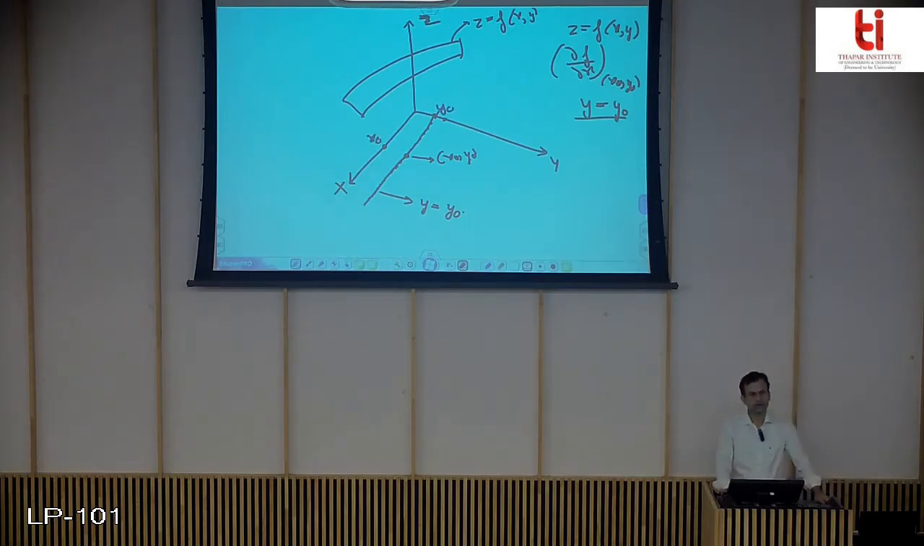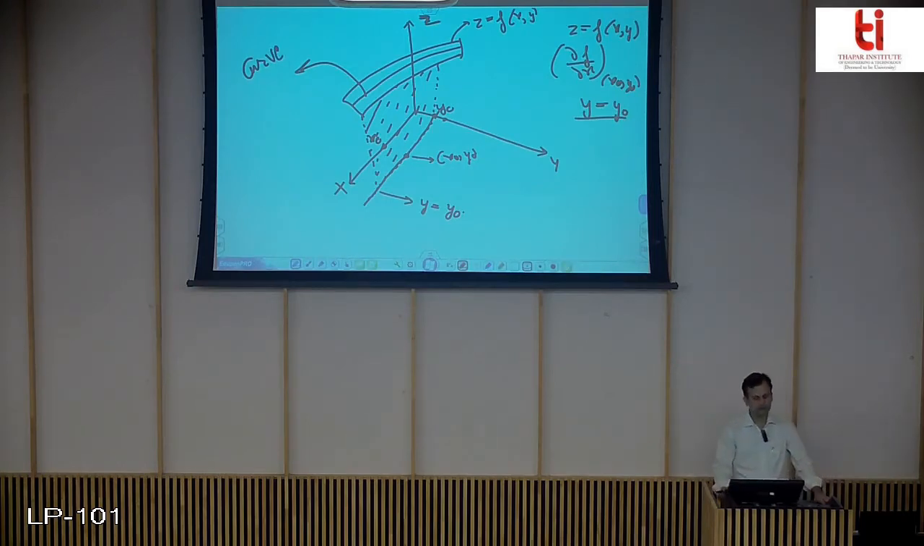So now I have taken here the line y equals y0, and above it is the surface z equals f(x, y) lying in 3D. Now say I am taking the plane y equals y0. The plane y equals y0 is something like this. When this plane intersects the surface, you will get some curve like this.